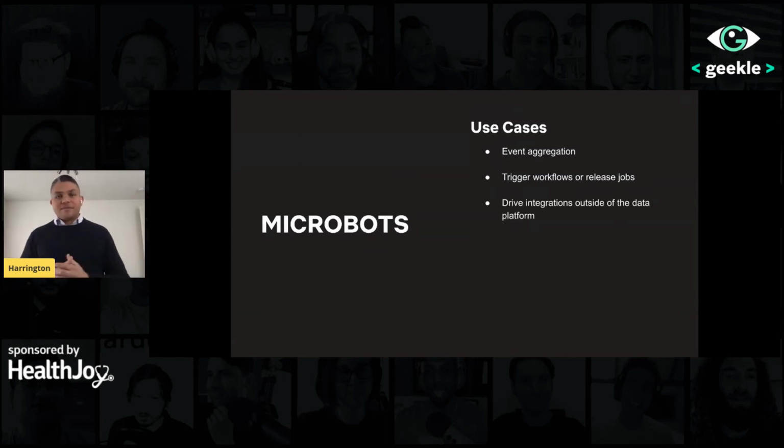So the job is in a waiting state, and then Microbot is able to release this job. It drives integrations outside of the data platform. So now that we are collecting events from inside the data platform, it's very easy for people to come and say, well, when something happens in the data platform, I may want to execute a script or may want to hit an HTTP endpoint or something like that.